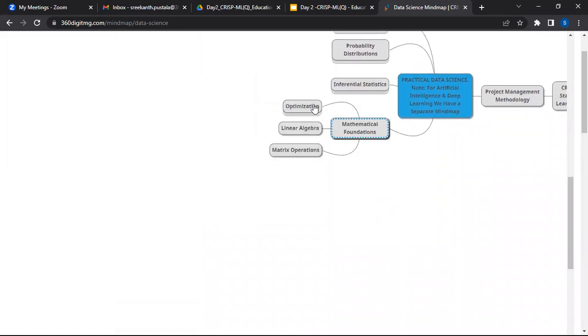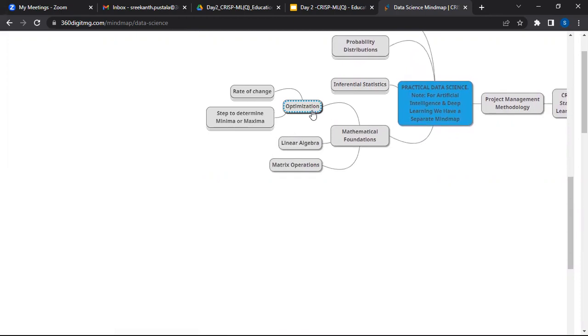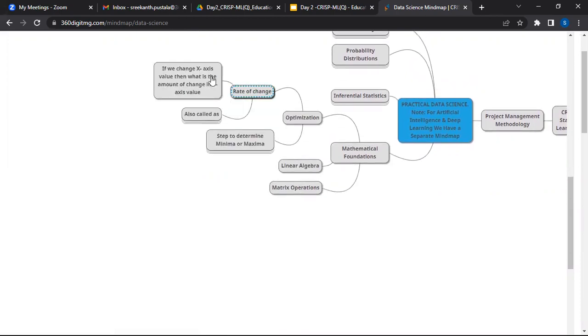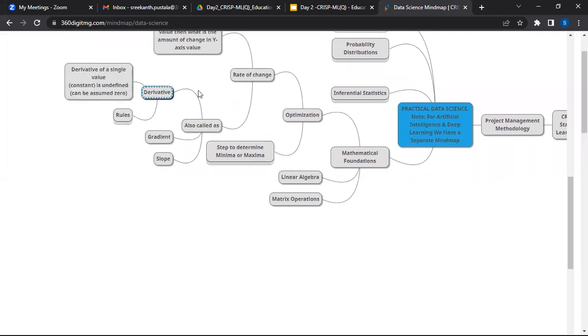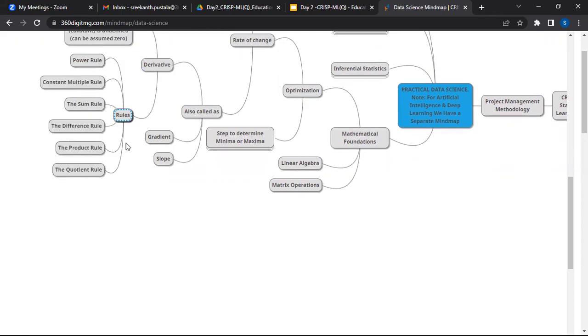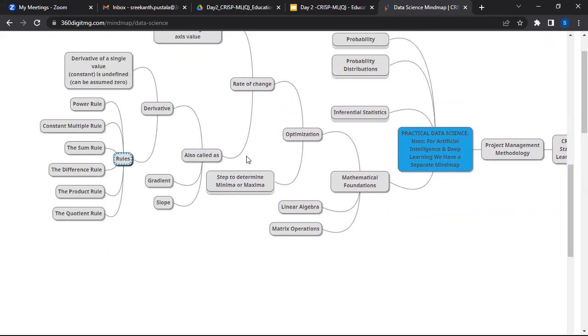When it comes to mathematical foundation, we will be looking into optimization and the rate of change. If we change the x-axis value, what is the amount of change in the y-axis? That is also called the derivative, gradient, or slope. The derivative of a single value is undefined, but can be assumed 0. These are the different rules that we are going to look into, and the base equation is y is equal to f of x.